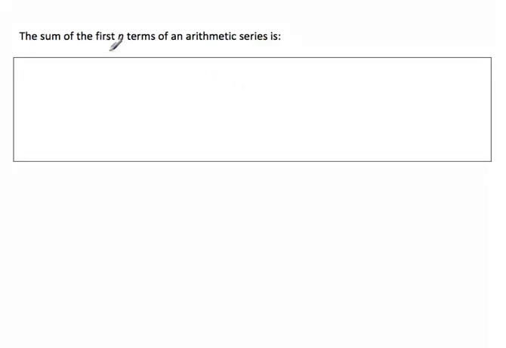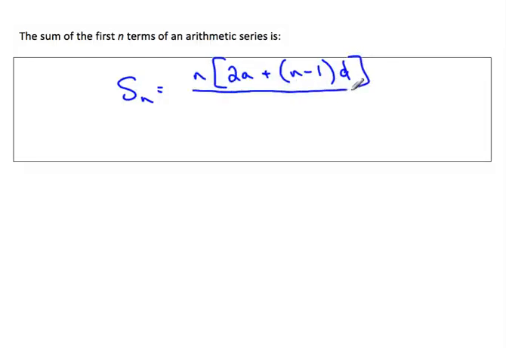And the sum of the first n terms of an arithmetic series is equal to n times 2a, 2 times the first term, plus n minus 1 times d, all divided by 2. And I'll show you in the next video where this formula is derived from, but for now, this is the formula. The sum of the first n terms is equal to n times 2a plus n minus 1 d, all divided by 2.